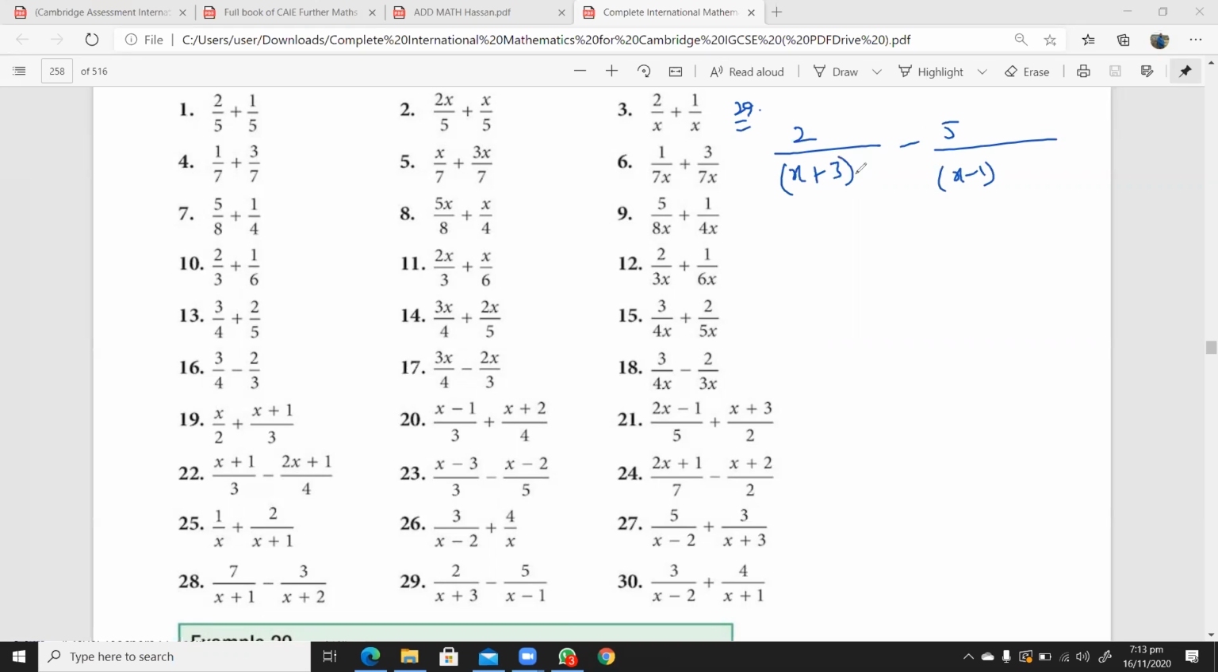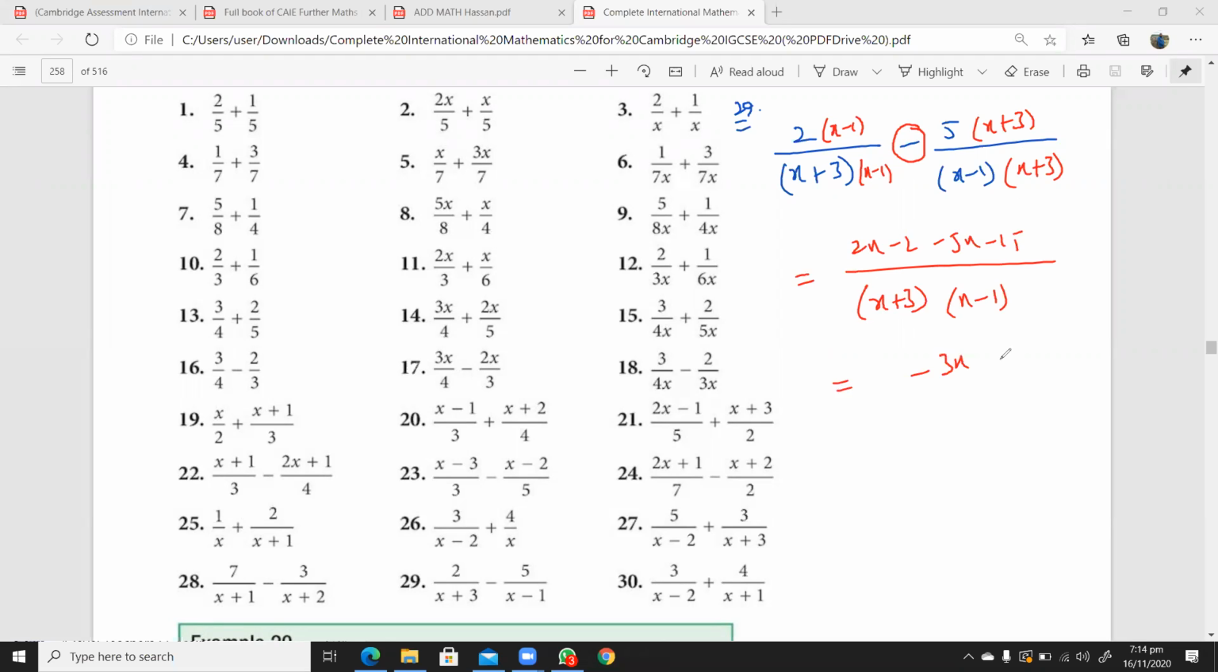So the LCM is x plus 3 into x minus 1. I'll multiply this with x minus 1, this with x minus 1, this with x plus 3, and this with x plus 3. So we have x plus 3 into x minus 1. This is 2x minus 2. Be aware of this minus here. This is minus 5x minus 15. So this is minus 3x minus 17 over x plus 3 into x minus 1.